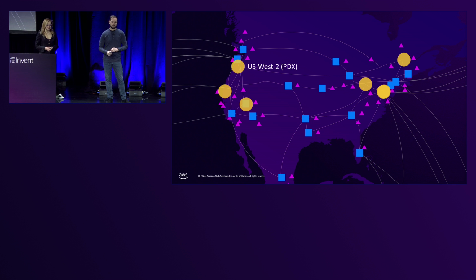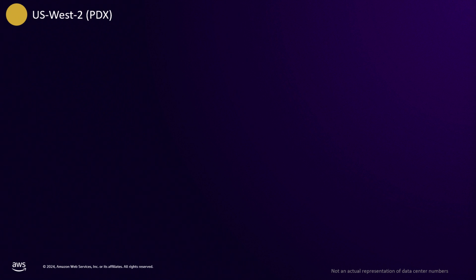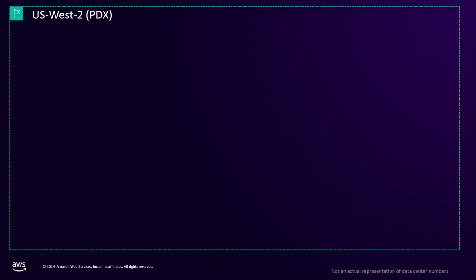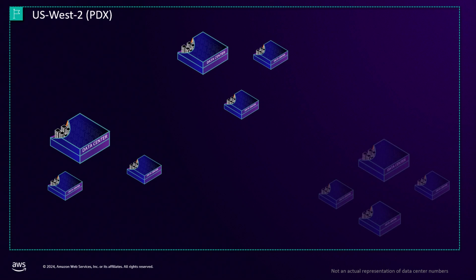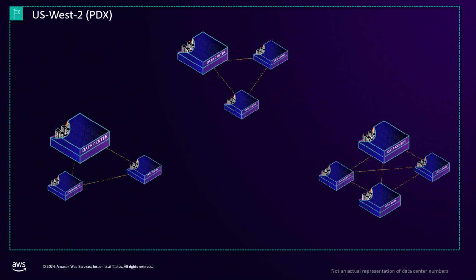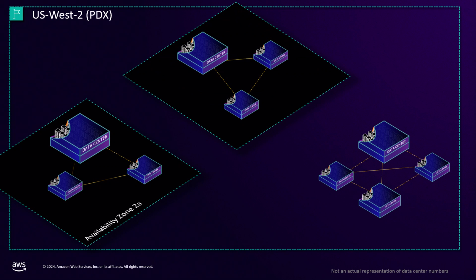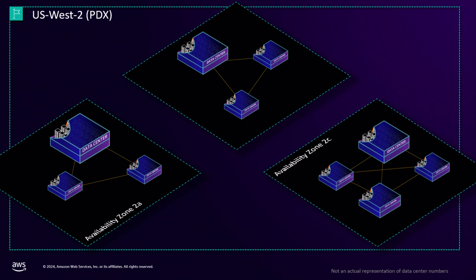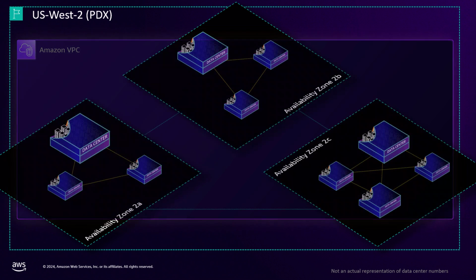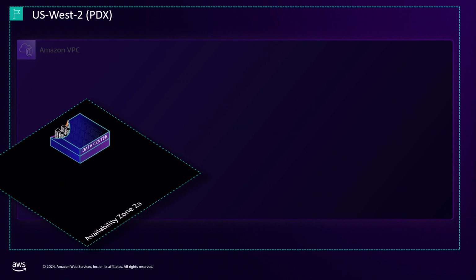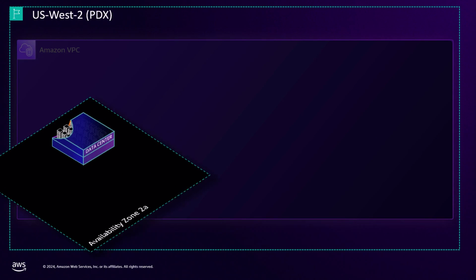Speaking of regions, if we zoom into our US West 2 or PDX region, regions are made up of data centers, and you folks all know this stuff. Some of you might be new here. And we group these data centers together into availability zones. So they're basically fault-tolerant groups of data centers, which are all interconnected. We'll come back to that. But an Amazon VPC is a region-level construct that spans all of those data centers in that geographic region, which allows you to deploy EC2.